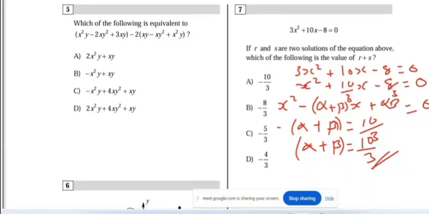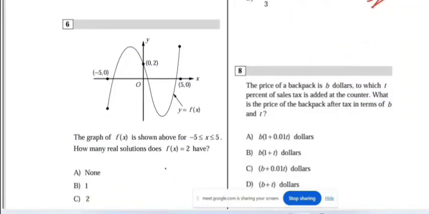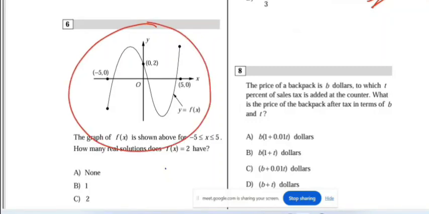Then you look at this again. If you come here now, this graph, whenever you have a graph, the solution to any graph is where the graph cuts the x-axis. Look at the x-axis there. The point where this graph cuts the x-axis gives you the solution.